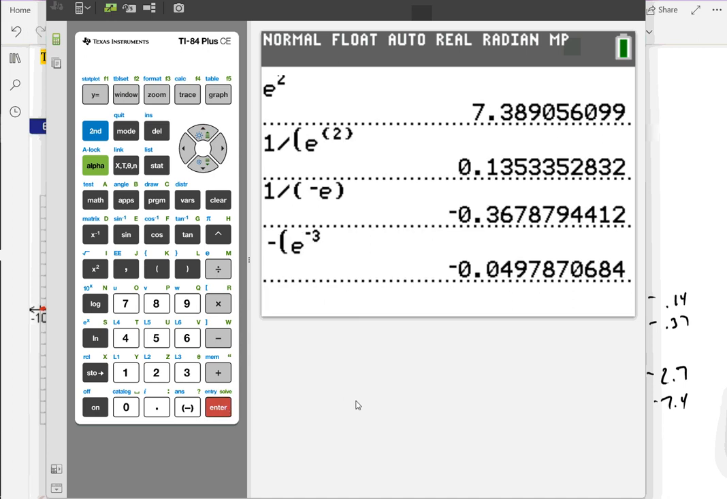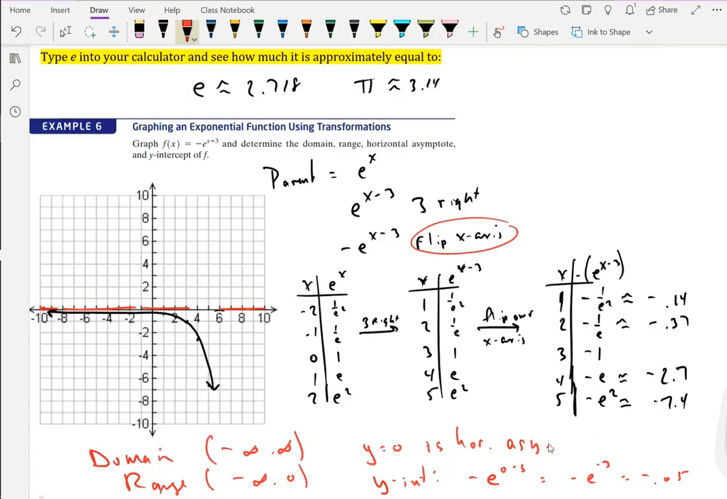About negative 0.05 ends up being what our y-intercept would be then, okay? So we have all of those, and we've listed our values here. We were asked to list all of those, and we were successful.